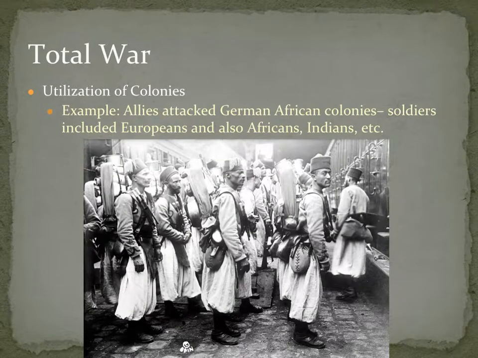This also meant that the war was fought secondarily on other fronts, and often the Europeans attacked each other's colonies. So, for example, the Allies attacked German African colonies, and the soldiers that fought on those fronts, as well as in Europe, included Europeans, but also Africans and Indians. And so here we have soldiers from Northern Africa, from, I believe, French colonies, who became involved in the war.